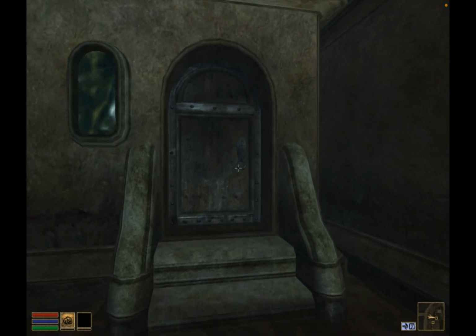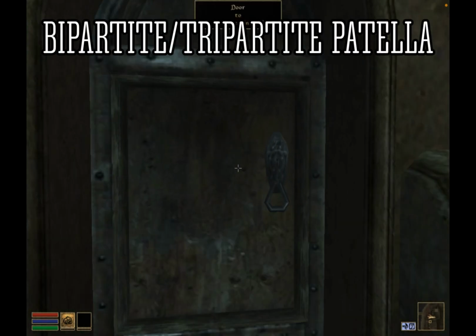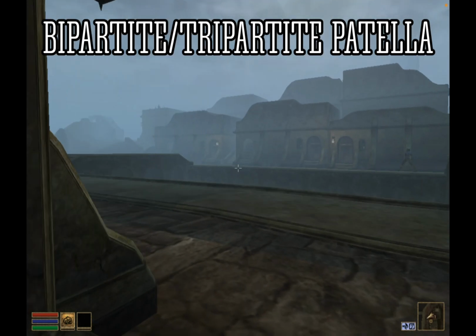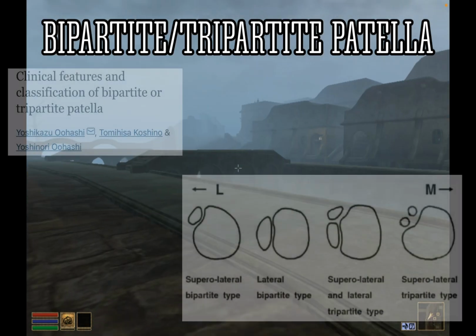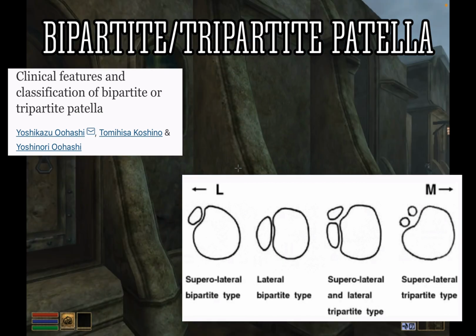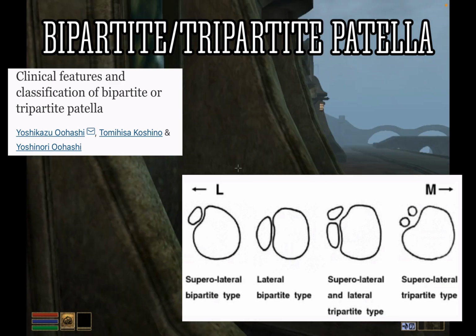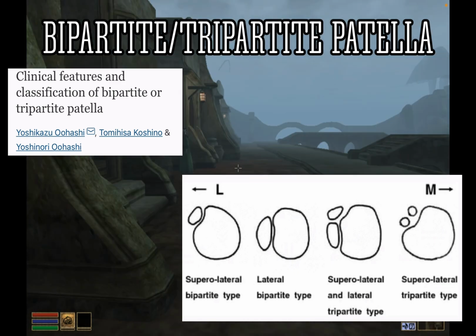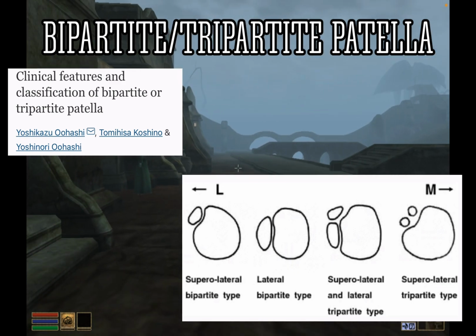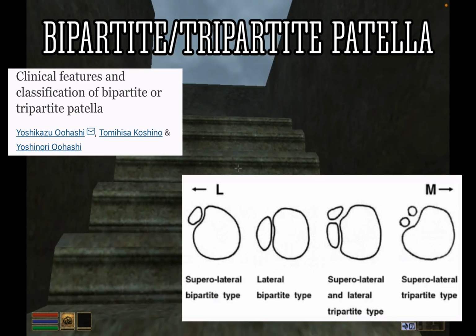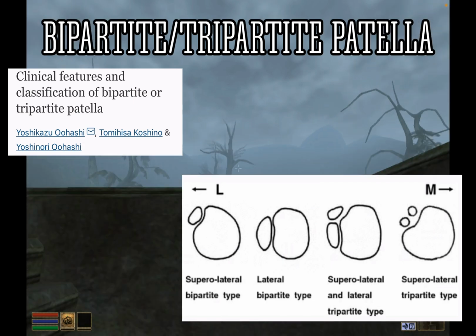So the first is called bipartite, tripartite patella, where your patella should form into one bone, but in a bipartite, it forms into two bones, and tripartite, it forms into three bones. And the most common complaint is that people get pain at the separated fragments. So you could just get this picked up with an x-ray.